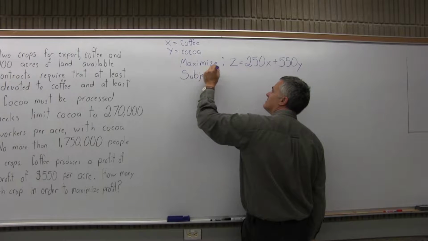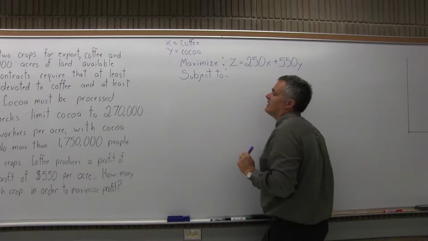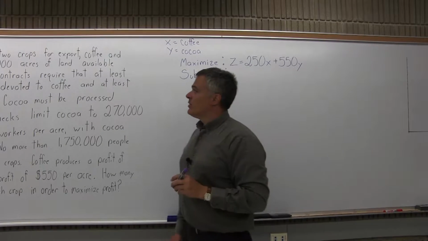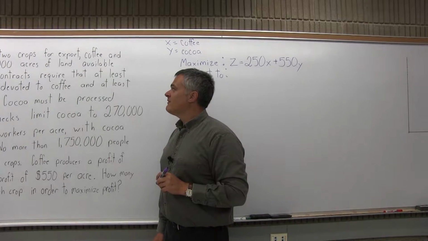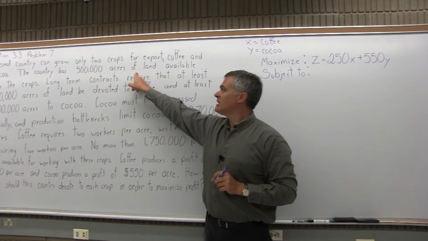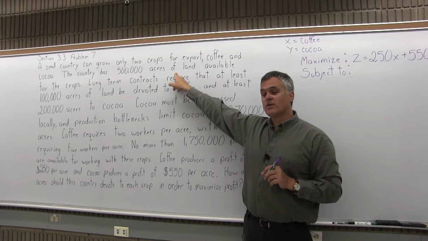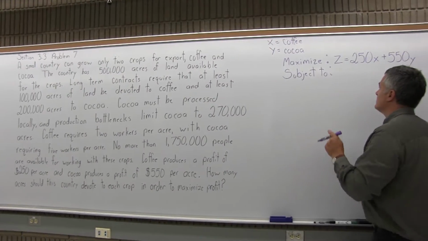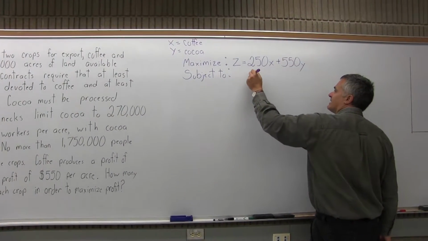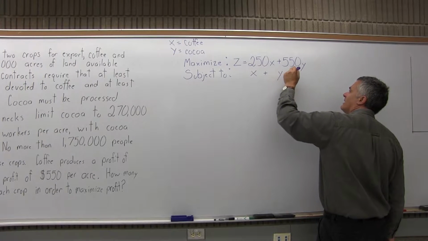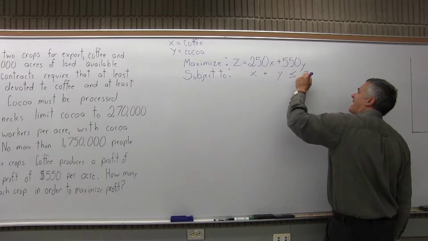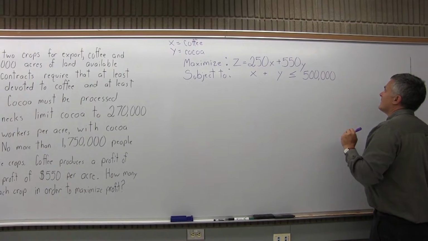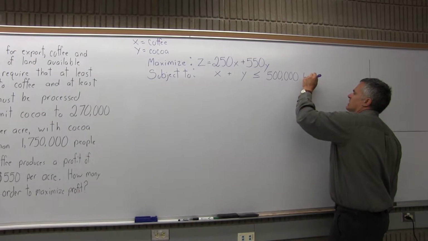So I'm going to write subject to, and now this problem has quite a few constraints. The first one says the country has 500,000 acres of land available for the crops. So the number of acres of coffee plus the number of acres for cocoa cannot exceed 500,000. So my first constraint is going to be x plus y is less than or equal to 500,000. And that's for the land available.